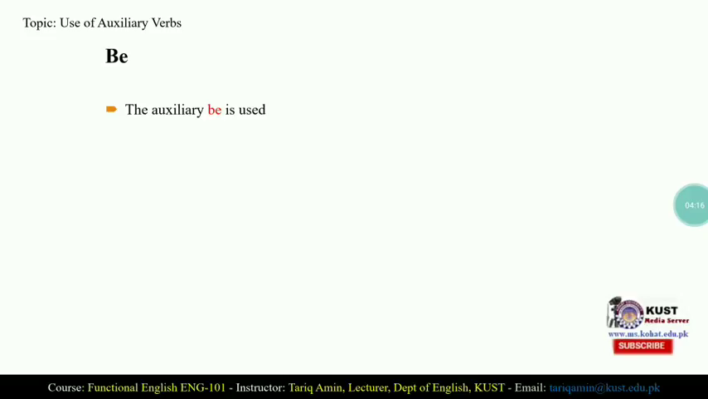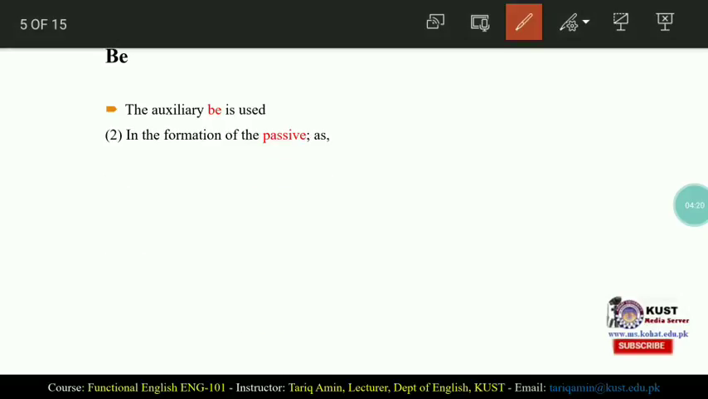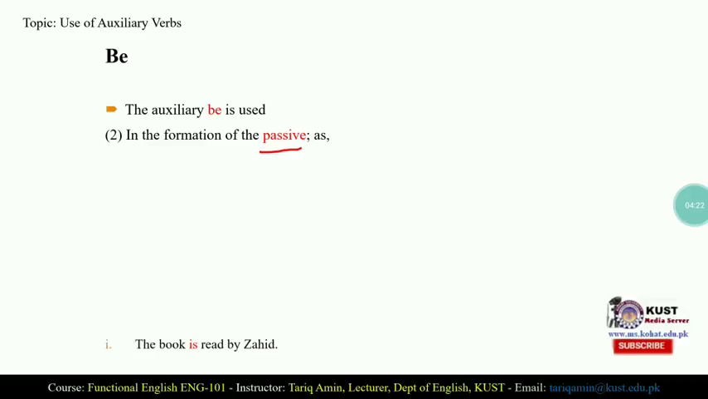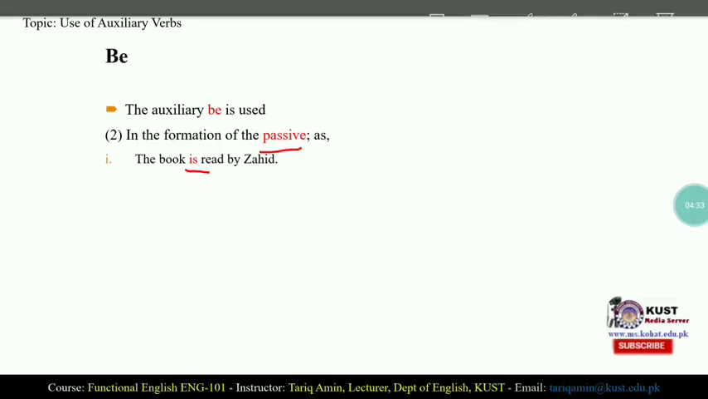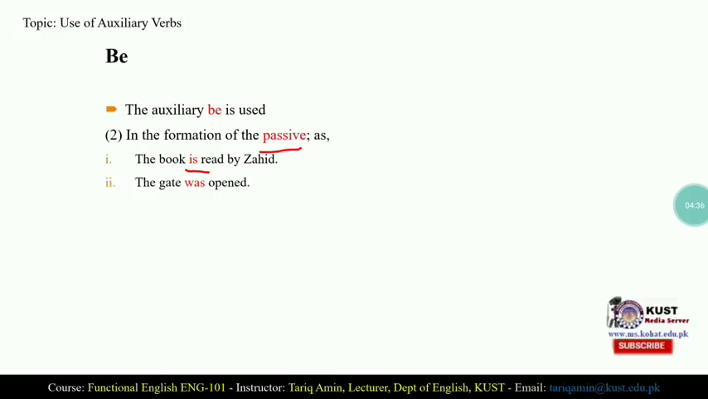The auxiliary be is used in the formation of passive structures as well. For example, it is used in the formation of passive voice. The book is read by Zahid. Zahid reads the book. The book is read by Zahid. So it is used in the formation of the passive voice.